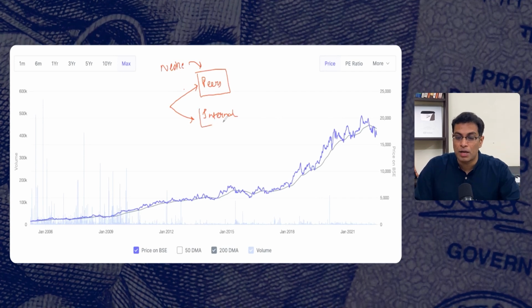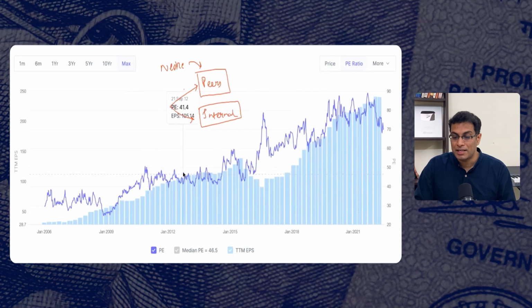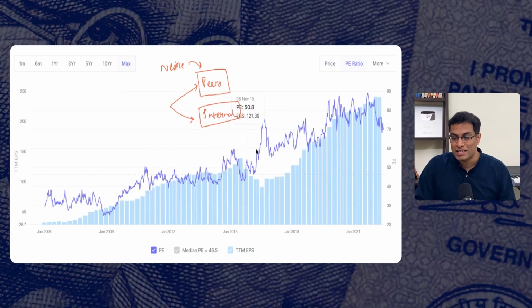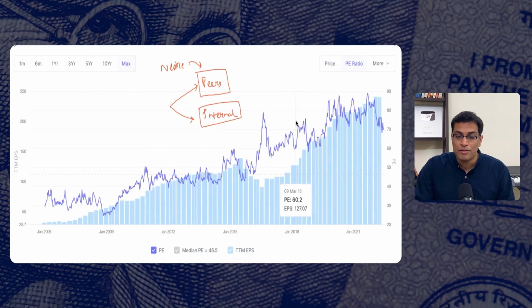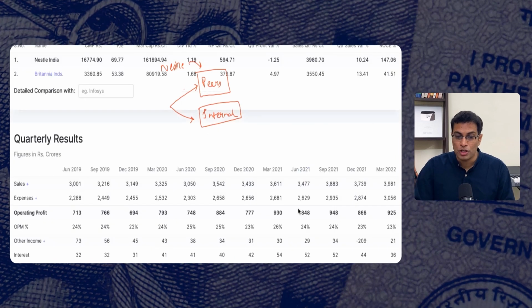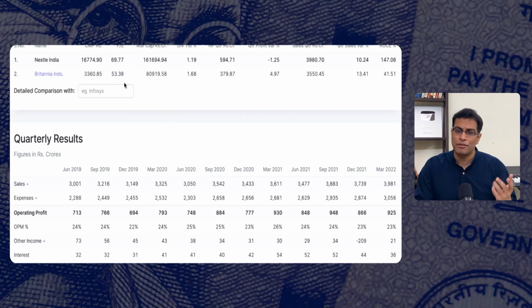Second method is that you compare the PE internally. So for example, here the PE has been trading above 50 almost forever. So it is highly unlikely that the PE of Nestle is going to come down quite aggressively. Now, if you do a relative or peer comparison, you will notice that Britannia is trading at 54 and Nestle is trading at 70. So it's not as if this is way off. It is not night and day.